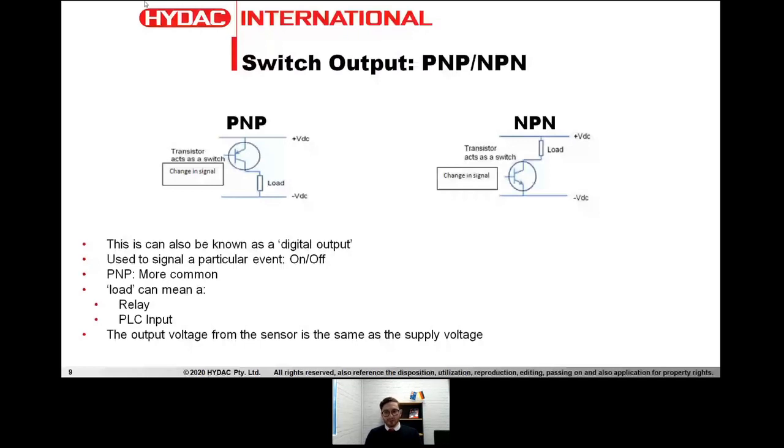If you really want to know more about PNP and NPN, it's the way that the transistor is designed. So please feel free to Google it, and it's quite low level electronics, so could be quite interesting if you're really interested in that level. And generally, these styles of outputs, like a PNP or an NPN, will be used to power on a relay, or it'll be used to connect to a PLC.